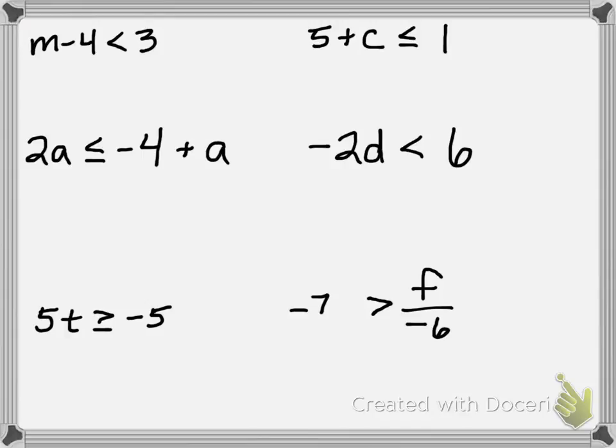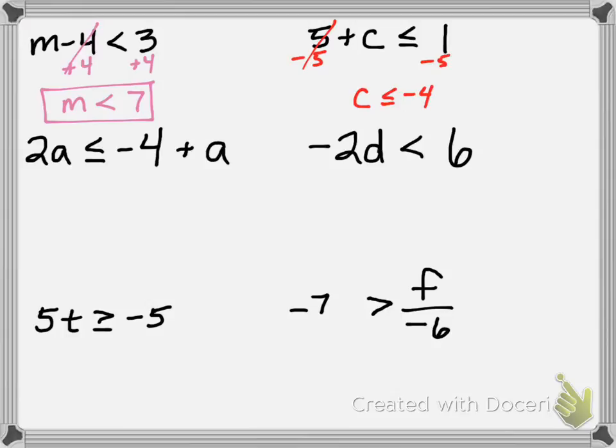Alright, so these should be pretty simple. On the first one, I have m minus 4, so I need to do plus 4 on both sides, and I get m is less than 7. On the next one, I have a plus 5, so I need to subtract 5 from both sides, and I get c is less than or equal to negative 4. Okay, notice I didn't switch the sign on either one of these because I didn't multiply or divide by a negative number.